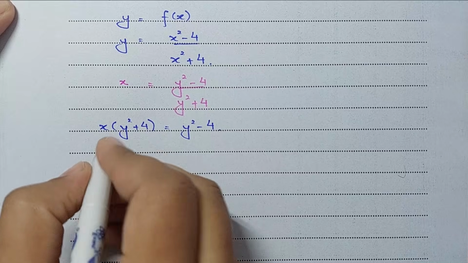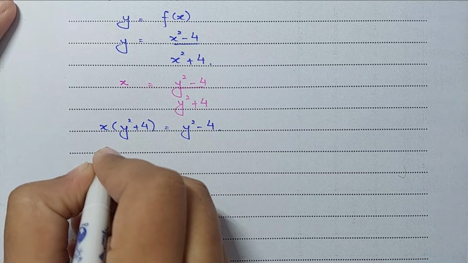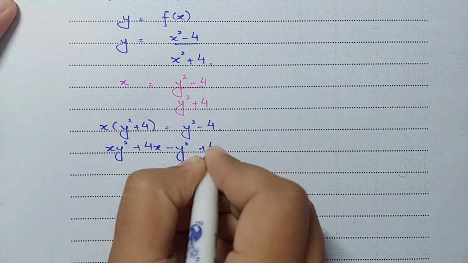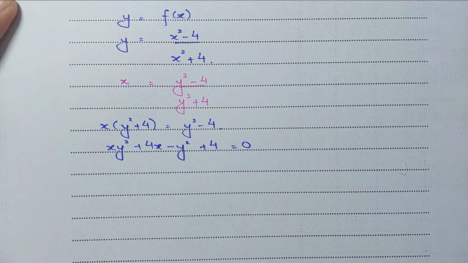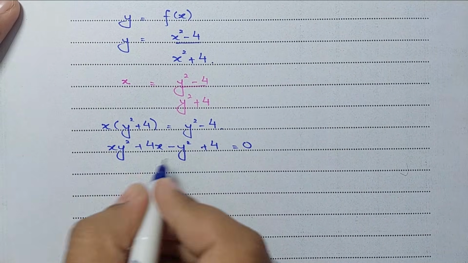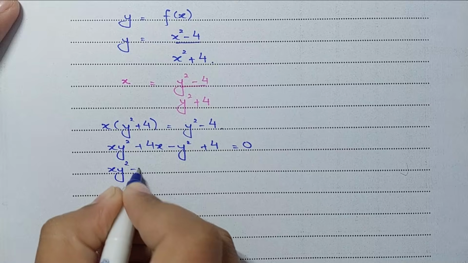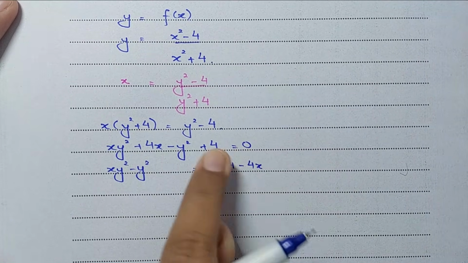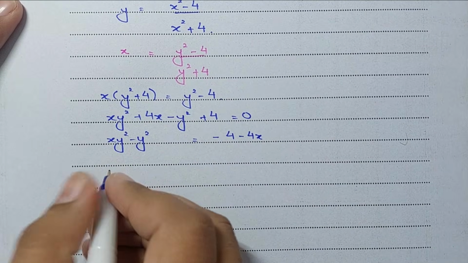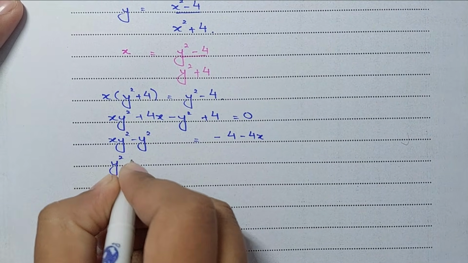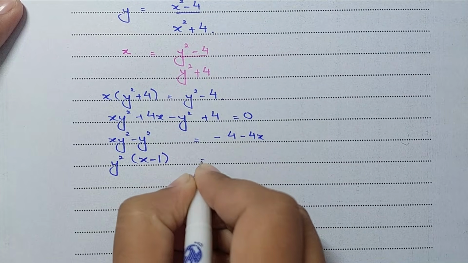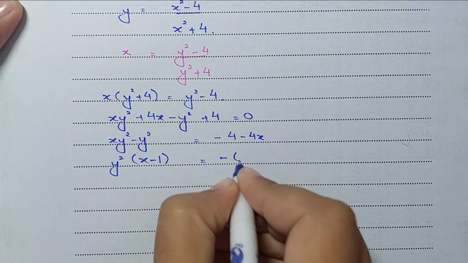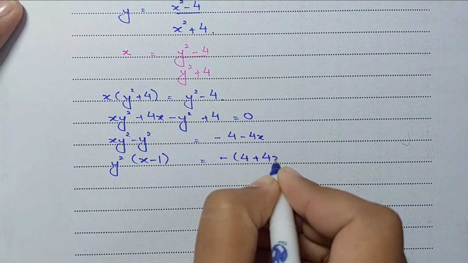Now we have to solve for y here, right? So xy square plus 4x minus y square plus 4 equals 0. Shift all the terms to the left, and I multiplied with x. Now combine the y terms, xy square minus y square. These are the y terms. The constant terms are negative 4 and negative 4x. Shift the 4 and 4x to the other side, and it becomes minus. So let me take y square common, and we have x minus 1, and let me take negative 1 common, we have 4 plus 4x.